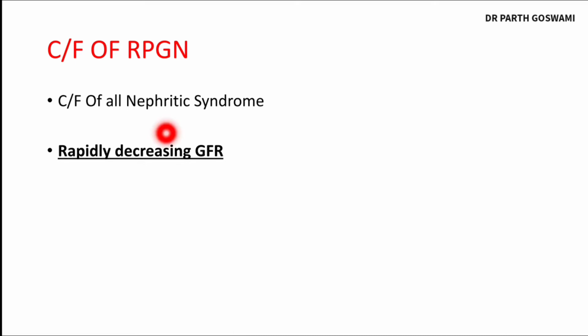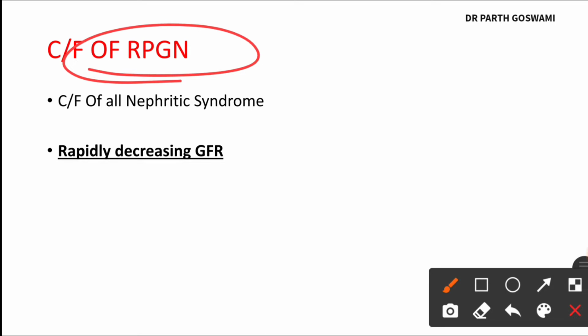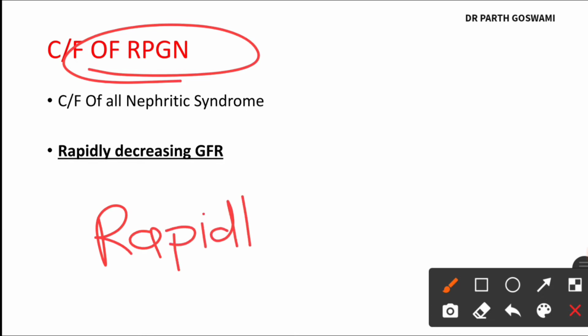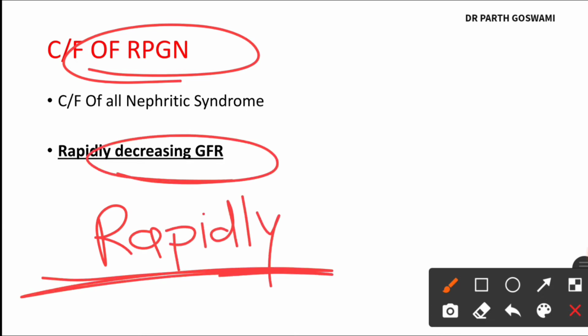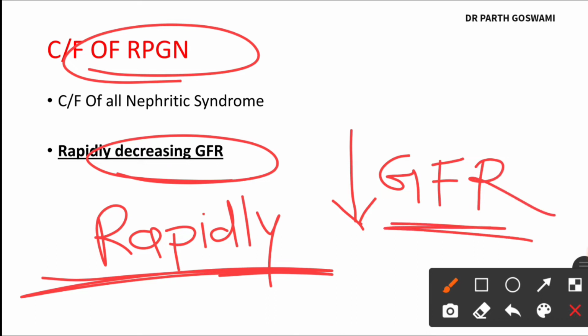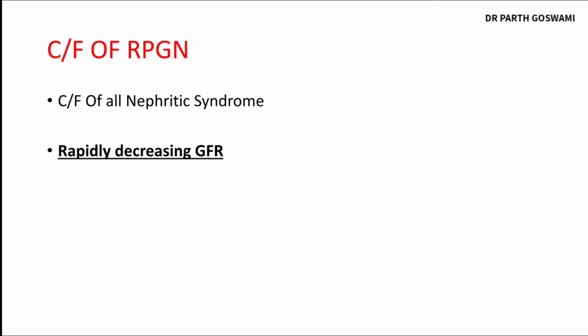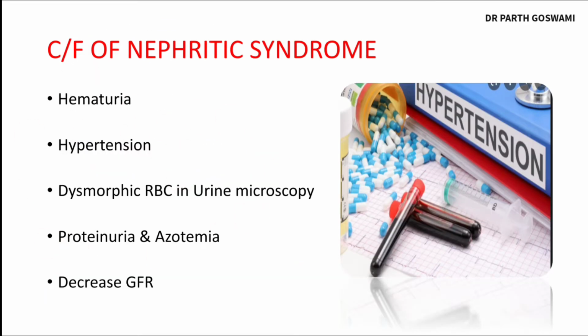Suppose the patient has rapidly progressive glomerulonephritis. If the patient has RPGN type of glomerulonephritis, then the name itself suggests it is rapidly progressive, right? So there will be rapid reduction in the filtration capacity of the kidney, and rapid reduction of GFR will be present in RPGN. So the prognosis is poor if the patient has rapidly progressive glomerulonephritis, and the patient will have all these clinical features as well. But the difference is that there will be rapid reduction of kidney function. All right.